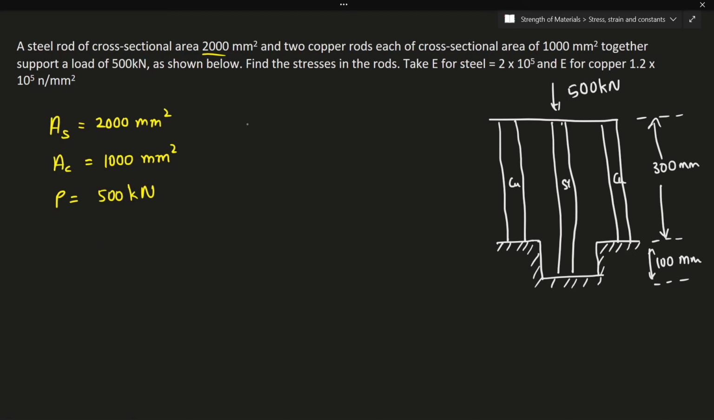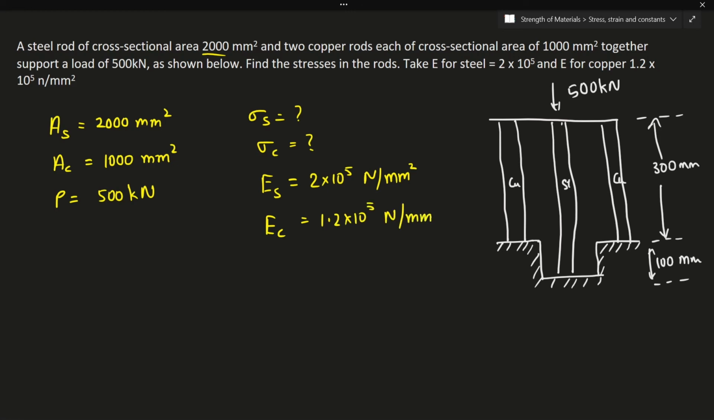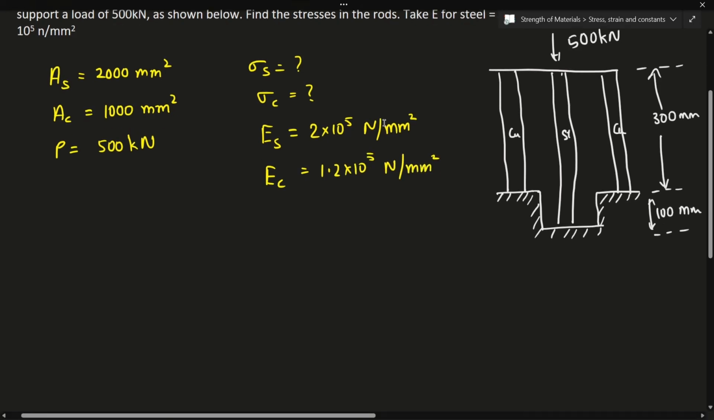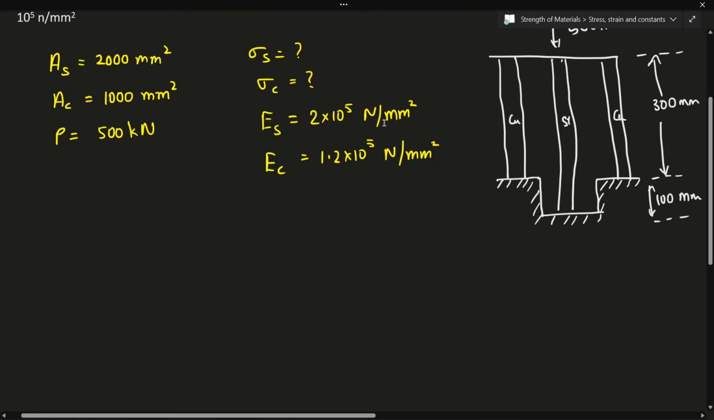Find the stresses in the rod, so we'll have to find out sigma S, we'll also have to find out sigma C. Taking the modulus of elasticity for steel, I'll make that as ES as 2 into 10 to the power of 5 Newton per mm square, and EC is given as 1.2 into 10 to the power of 5 Newton per mm square. Okay, so with this particular data, let us solve the problem.